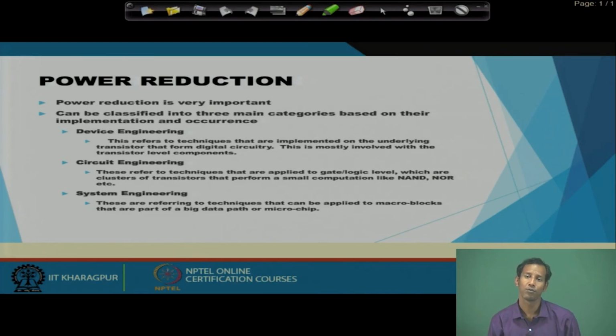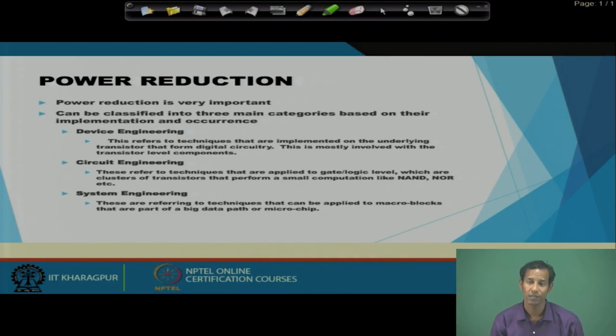So that is why we have to know, once I know the power consumption of my circuit, whether I can reduce it. What are the things we have to know for reducing the power? Power reduction techniques are very important and can be classified into 3 main categories based on their implementation and occurrence. What are they? The device engineering, the circuit engineering and the system engineering.